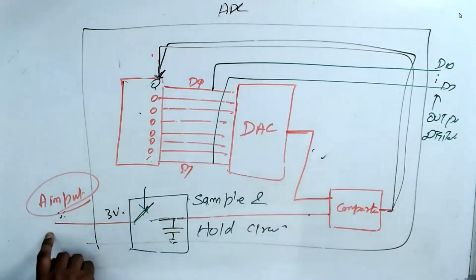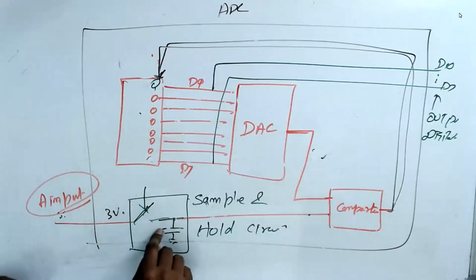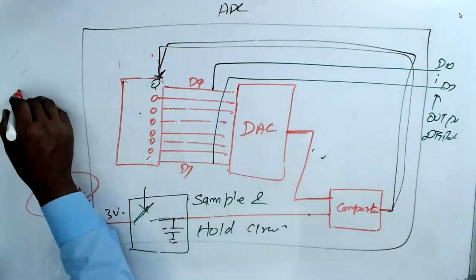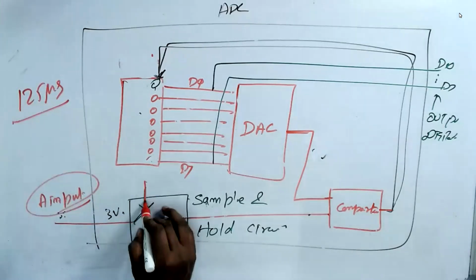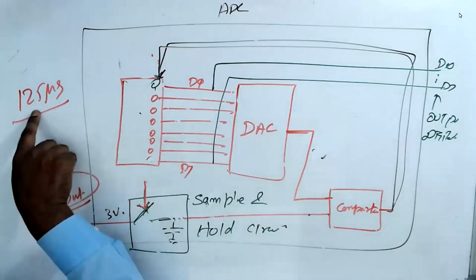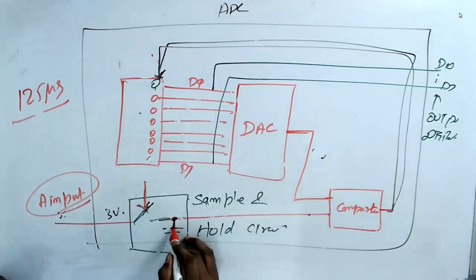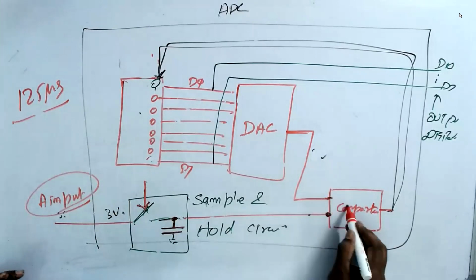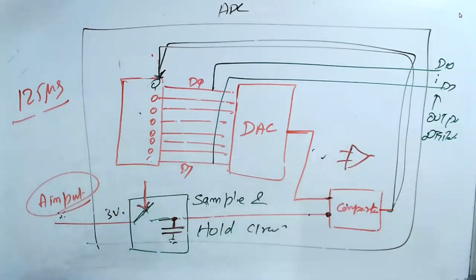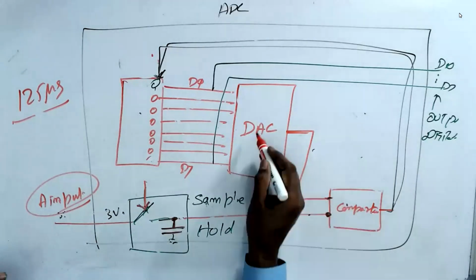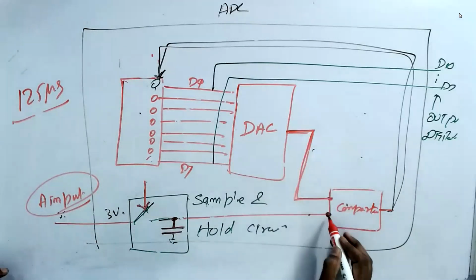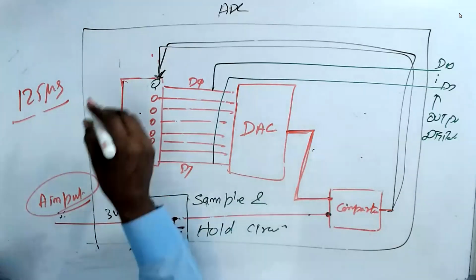Whenever you give an analog input, it is sampled every time. As I told you, every 125 microseconds I turn on the switch and sample it. That voltage comes here and becomes the comparator input. The comparator is nothing but an op-amp. So that goes to the comparator input. The comparator will take the DAC output and compare. Now the DAC gets its input from the counter.